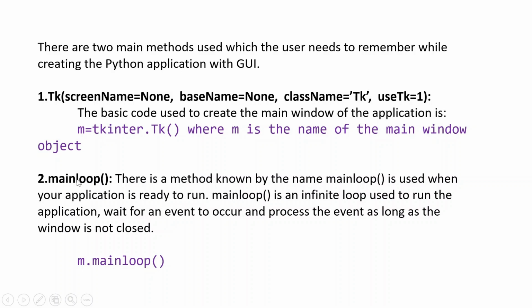Mainloop is another main function in the Tkinter module. This method, known by the name mainloop, is used when your application is ready to run. This mainloop is an infinite loop used to run the application, wait for an event to occur and process the event as long as the window is not closed. So here m is the name of your GUI window, and it will be executed by using this m.mainloop() function.